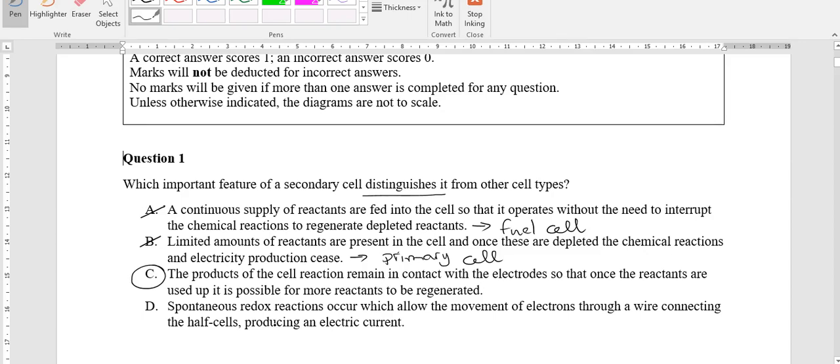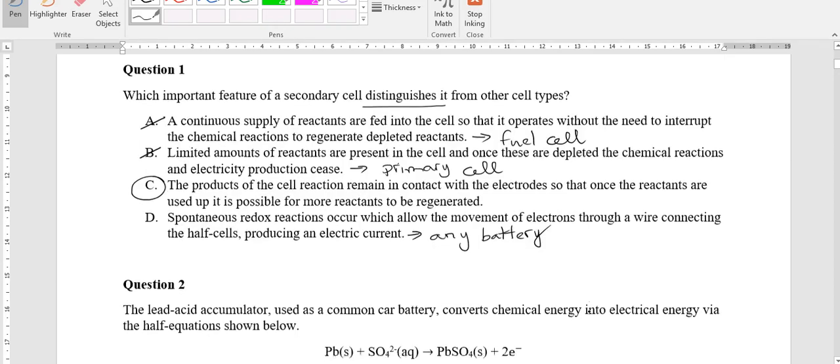recharged. Okay, part D, spontaneous redox reactions occur which allow movement of electrons to produce an electric current. Now, this is a universal feature for any battery, so it's definitely not something that distinguishes secondary cells from other cell types. Okay, so hopefully question 1 was easy for most of you, if not all of you. Moving on to question 2.